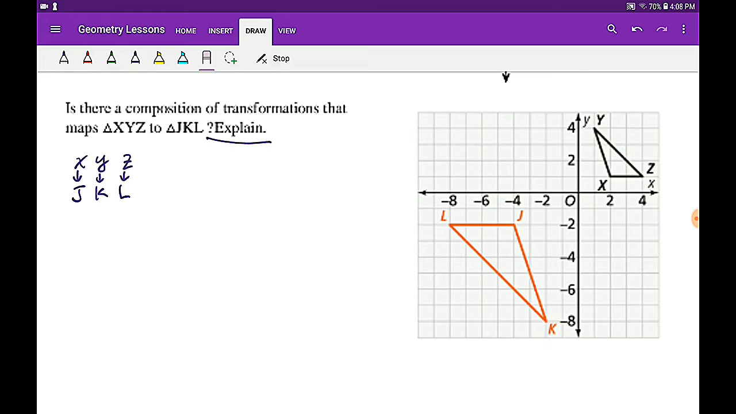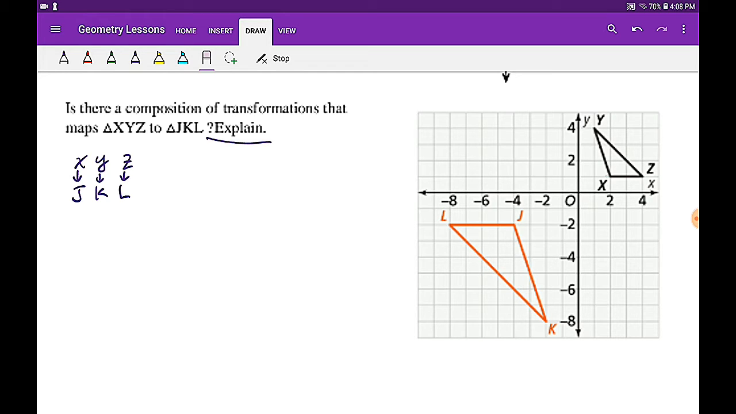Our goal is to hit it with one rigid motion followed by a dilation. So although there are several ways we can map triangle XYZ to triangle JKL, we'll shoot for just two steps: a rigid motion and then a dilation. Now, if you look at this one here, we can try rotation.